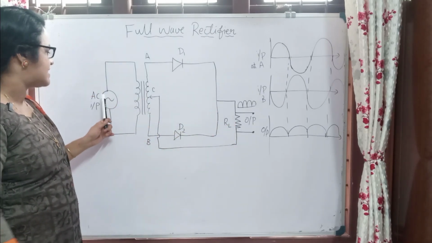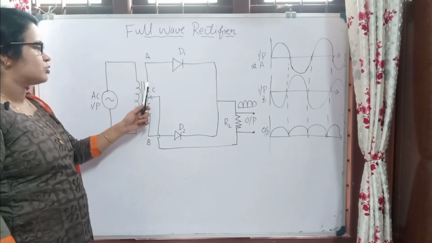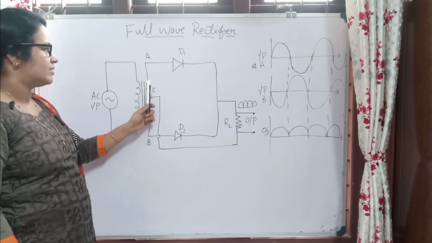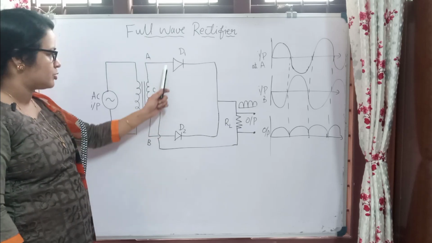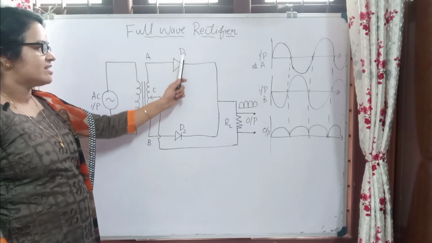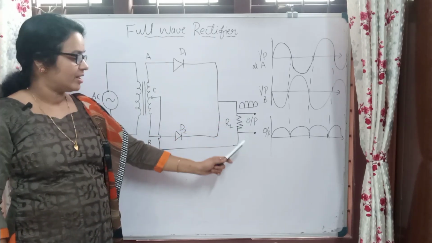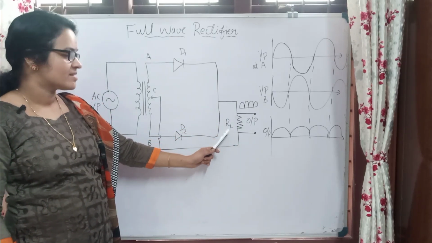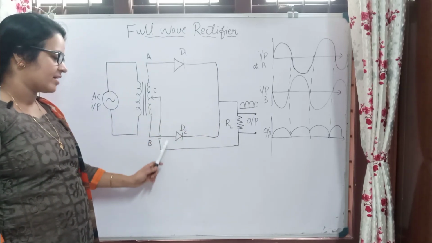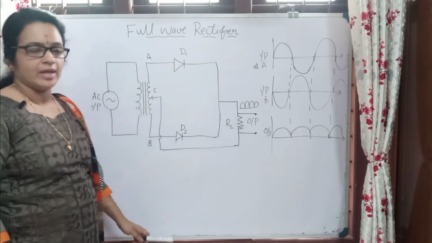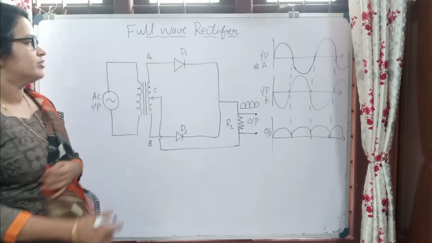Here we can see the AC input we are giving, and it is connected to the transformer. From the transformer, both the diodes are connected in a similar way. The positive is connected to this end A, and the negatives we are connecting together here, and from there we have the load, that means the load resistor RL. Here we will get the output. This is the center of the transformer, and we are connecting this to the load. So this is the connection of a full wave rectifier, and we have to see how it works.